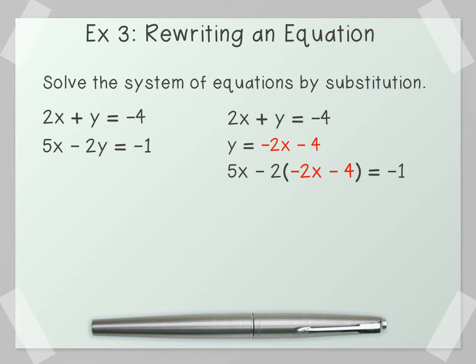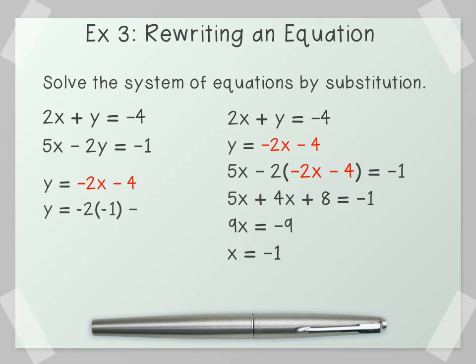And here I can solve this equation for x by distributing -2. And now let's combine like terms and subtract 8 from both sides. And we get x equals -1. Now I can take that value for x and substitute it into either of the two given equations, but I'd rather substitute it into the equation I've already written in terms of y. So let's substitute -1 in place of x. 2 minus 4 is -2. So the solution to this system of equations is -1, -2.